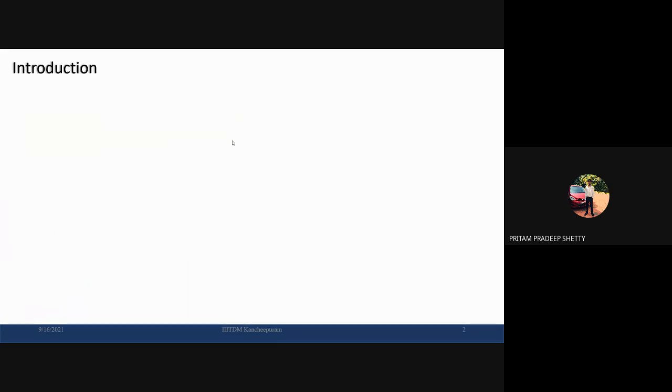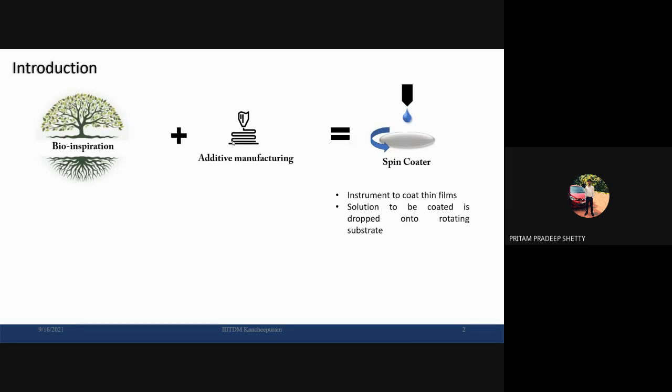I'll start with the introduction, what basically we did. We combined bio-inspiration with additive manufacturing for developing a device called a spin coater. First I will tell you what a spin coater is. A spin coater is a device where you can see a substrate. You want to coat a thin layer of some material onto the substrate. This spin coater will allow you to do that.